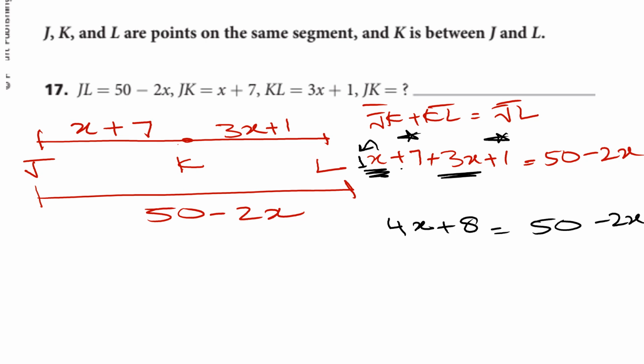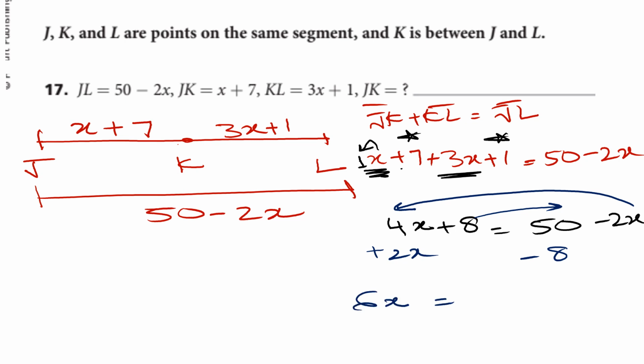Now bring all the variables to the left hand side. That means minus 2x goes on this side, it becomes 2x, and the number on the other side. So plus 8 goes on the other side, it becomes minus 8. 4 plus 2 is 6x. 50 minus 8 is 42. Divide both sides by 6. So x equals 7.